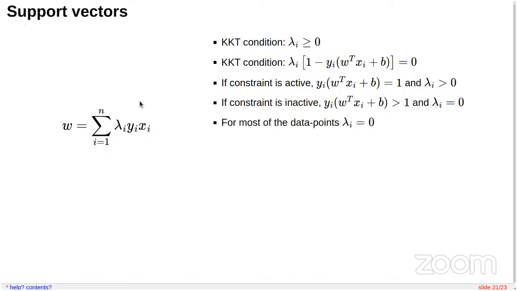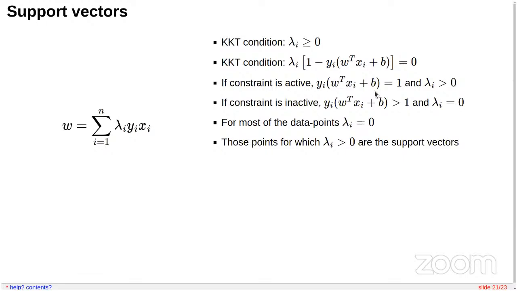If you look at it, typically the solver will return the values of lambdas, and for most of the data points, lambda will be 0. Those points for which lambda is not 0 are called the support vectors. So in this case, W transpose Xi plus B equals 1, basically. Yeah, exactly. Those points on the boundary. This is how the name support vector actually comes about.